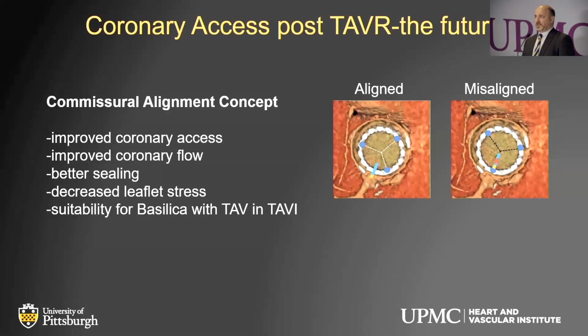The buzzword in the TAVR world now, as far as the coronary aspect of things goes, is this commissural alignment concept. I mentioned this a little bit. The idea here is to try to avoid having the commissures of the new valve sitting right in front of the coronaries. There are several benefits to this, not only related to coronary access, but there are all these theories about improved sealing, decreased leaflet stress, and suitability for BASILICA with subsequent TAVR.